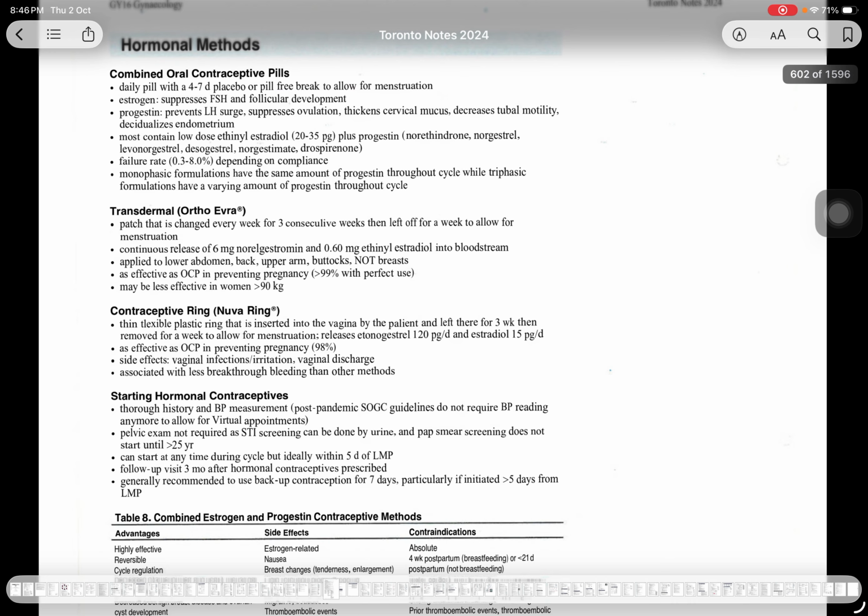Monophasic formulations have the same amount of progesterone throughout the cycle, while triphasic formulations have varying amounts of progesterone throughout the cycle. So there are two further types of COCPs, monophasic or triphasic. Monophasic have the same amount of progesterone, and triphasic have a fluctuating amount of progesterone throughout the cycle.